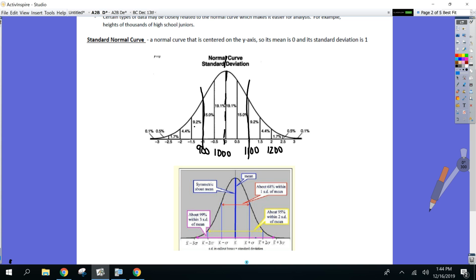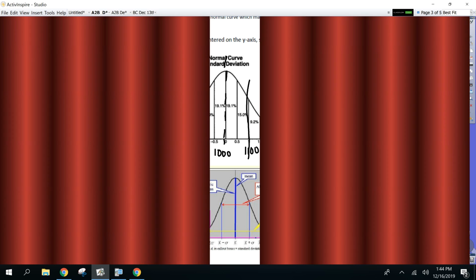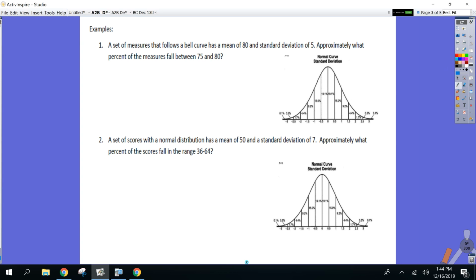All right, I think we're ready to go. Set of measures follows a bell curve. Stop right there. Bell curve says, hey, we can use this curve right now. On this particular test, the mean was 80. So where should I put the number 80? In the middle at 0. So 50% scored above an 80, 50% scored below an 80. And the deviation is 5. That's my standard deviation of 5.